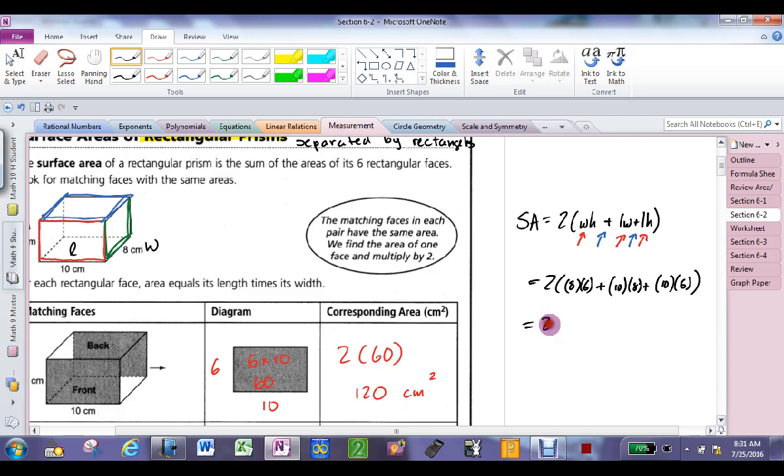If you write it down, 2, 8 times 6, oh, that's 48. 10 times 8, oh, that's 80. 10 times 6, oh, that's 60. Now what do you do according to BEDMAS? Brackets. Add that up with your calculator. 2 times 188. Now go to your calculator. 2 times 188, 376. I don't care what way you do it.